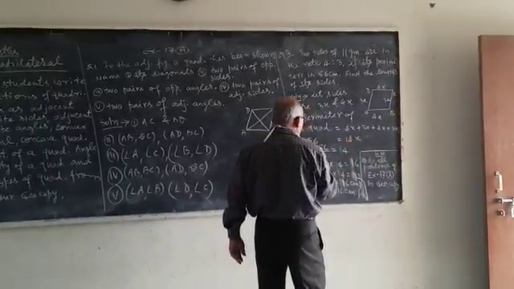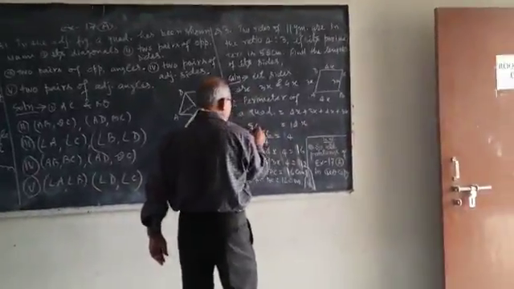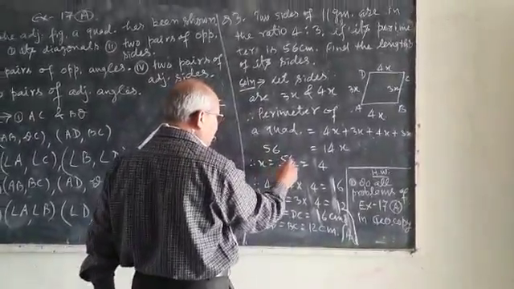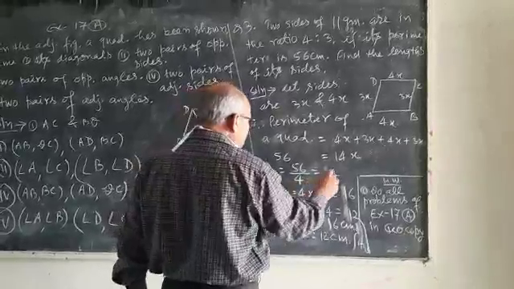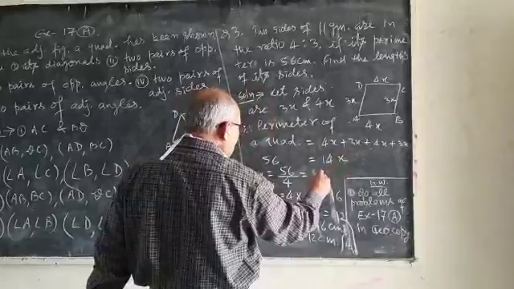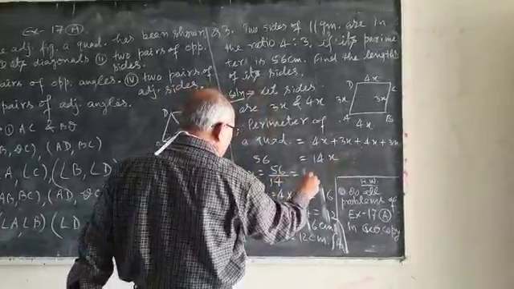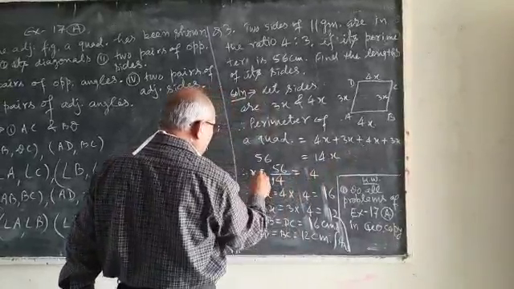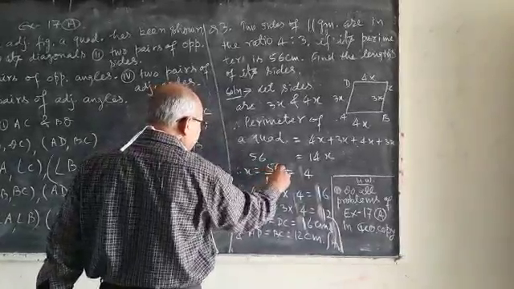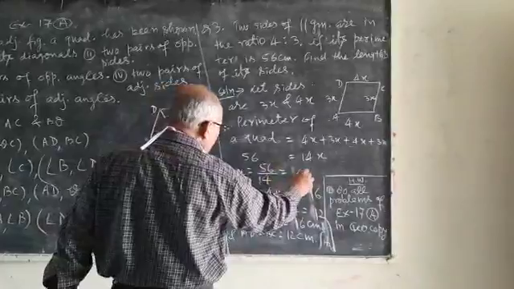Therefore, 14x is equal to 56, which is given already as a perimeter. Therefore, x is equal to 56 upon 14. It will be equal to 4. Again I am telling you, x is equal to 56 upon 14, which will be equal to 4.